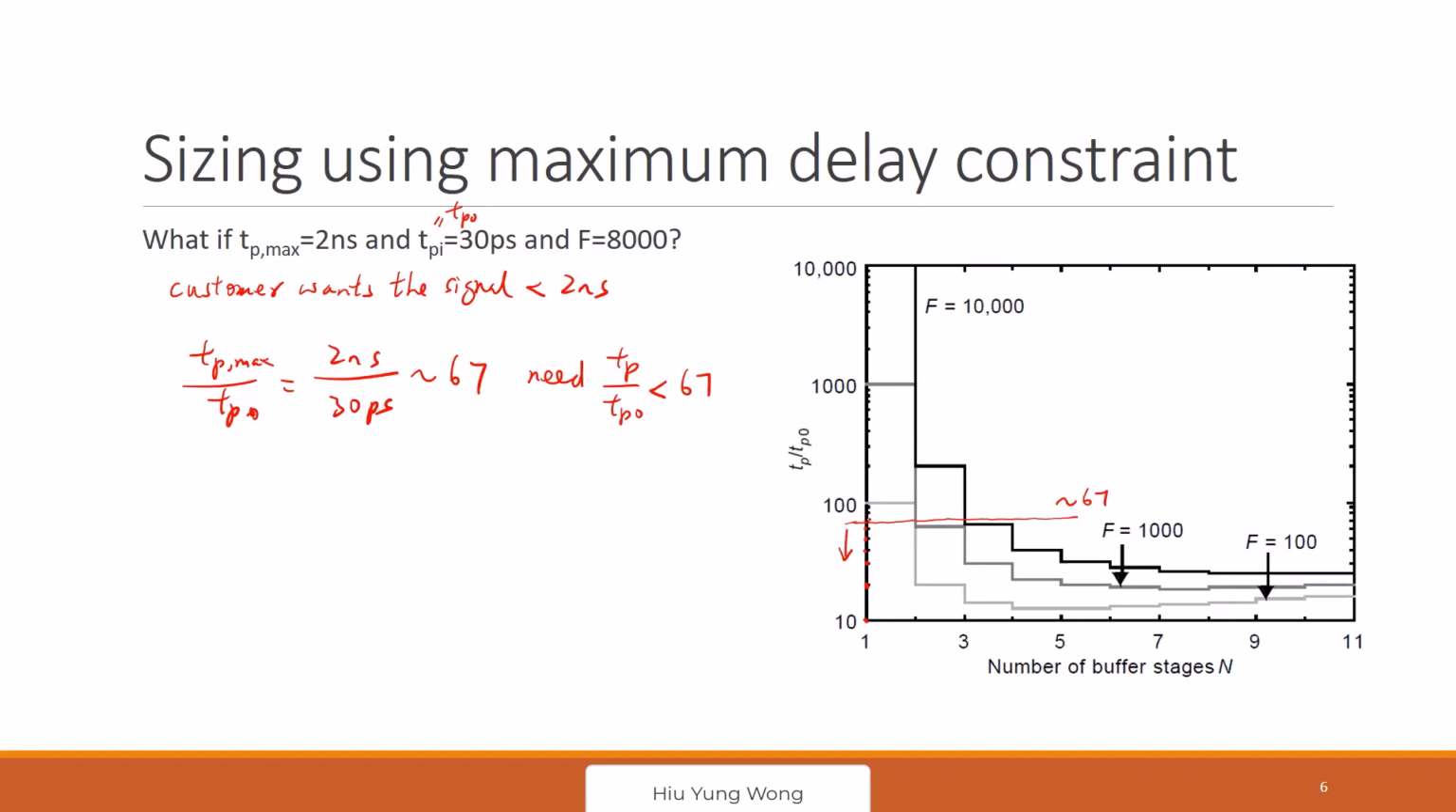But it also depends on the F, right? If the F is 10,000, we read this curve. If the F is 1,000, we read this curve. Now, which curve will you pick? There's no 8,000, right? So we assume it is 10,000 because this is larger, a worst case for that.